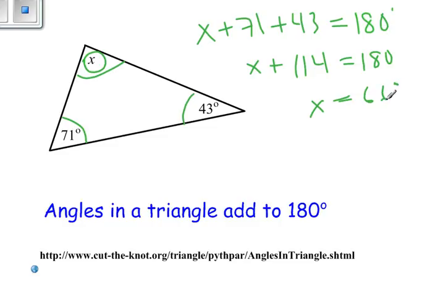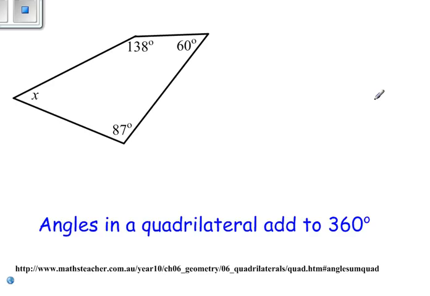And I'm hoping you learned that in an earlier grade. Same with this. I hope that in an earlier grade you learned that the angles in a quadrilateral add to 360 degrees. A quadrilateral is just a four-sided figure. So for example, a rectangle, a parallelogram, a square, a rhombus, a trapezoid, those are all quadrilaterals. And the interior angles of a quadrilateral add to 360.